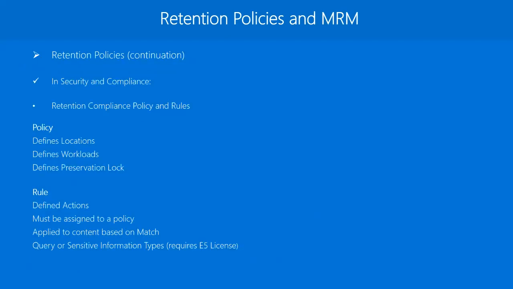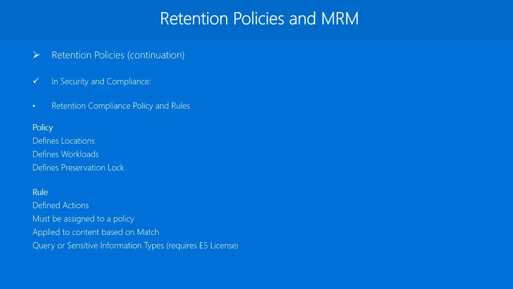In the next slide, we would be talking about the policies and the rules which are a part of retention compliance policy. The retention compliance policy will define the location of the data that the associated rules will or will not fire against. It will also define the workloads that the user has selected to apply the retention to. It will also define whether or not preservation lock is enabled for the policy, which will make the policy immutable and unable to be changed.